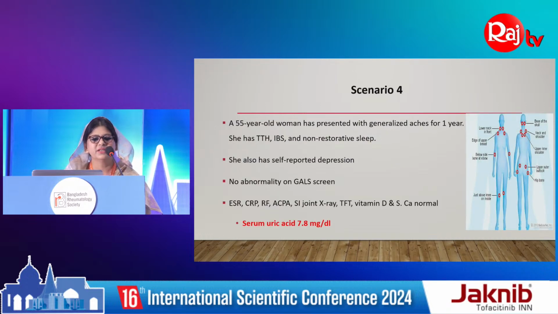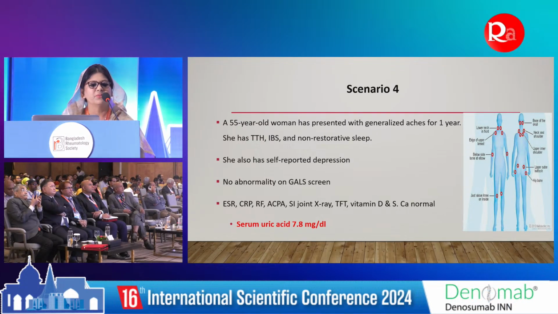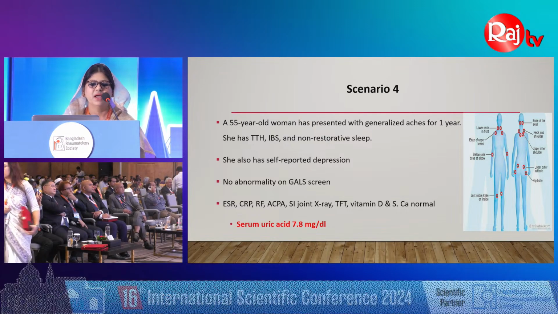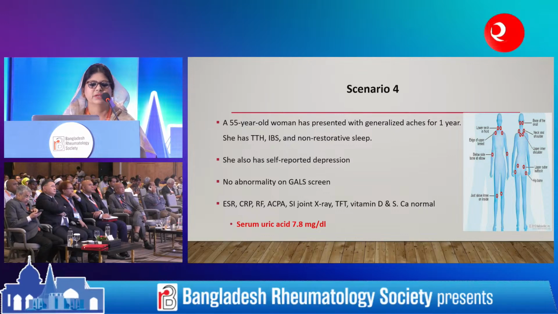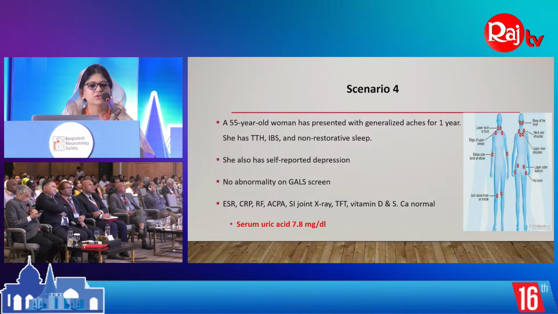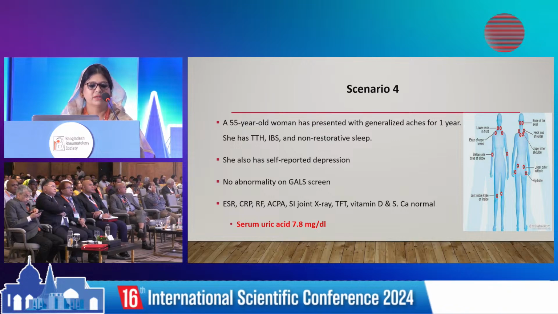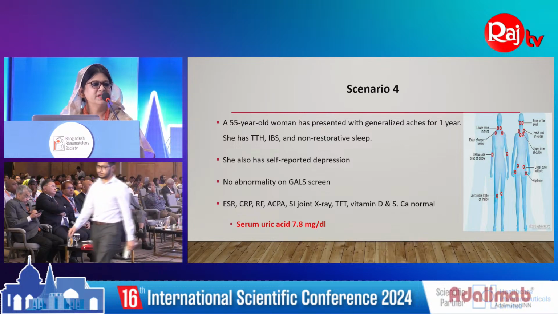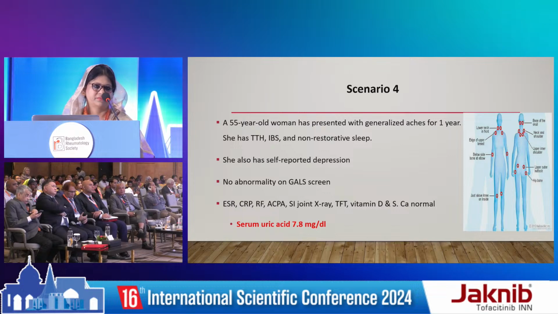The last scenario is a 55-year-old woman who presented with somatoform disorder like tension type headache, irritable bowel syndrome, and non-restorative sleep. Her ANA was normal. Acute phase reactants and rheumatoid factors, vitamin D level, and thyroid functions are also normal, but serum uric acid was 7.8. So she is a case of fibromyalgia with hyperuricemia.